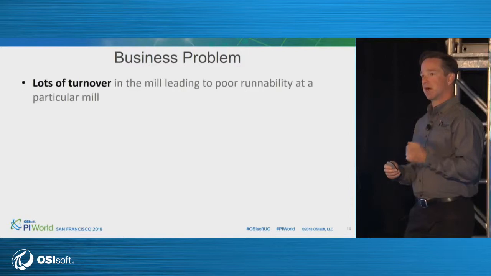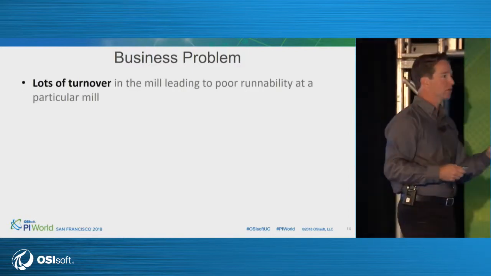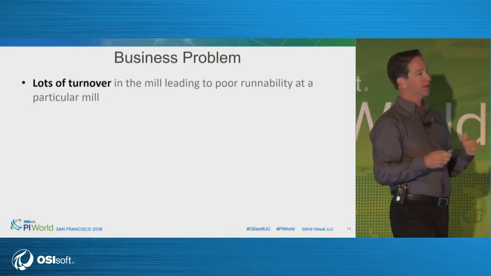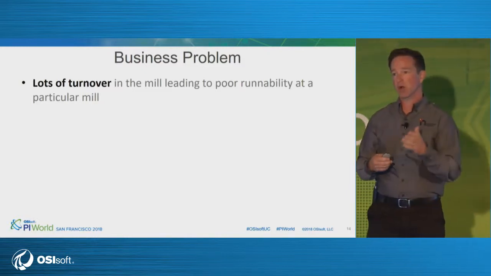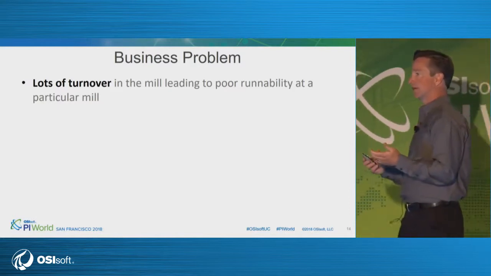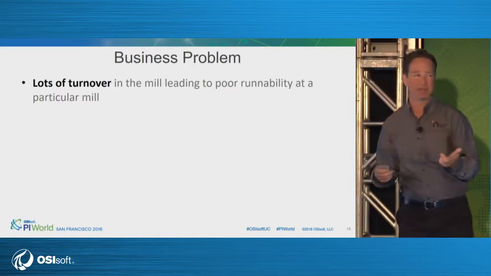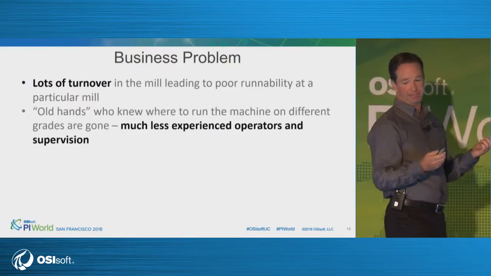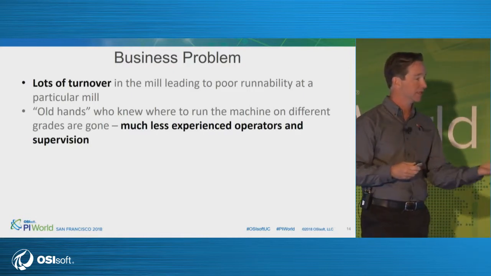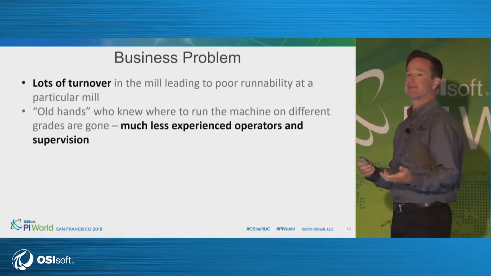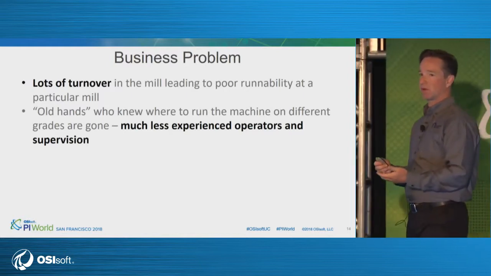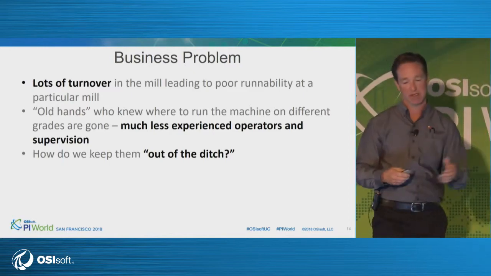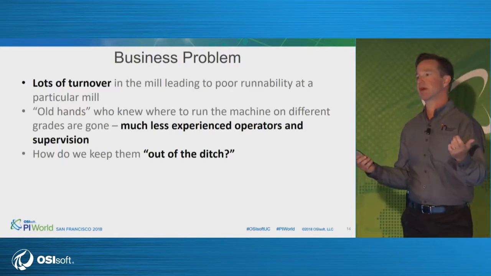So, the business problem, as I talked about earlier, is lots of turnover in this one particular mill that we were working in. They had gone from people that had 25, 30 years of experience working on paper machines, and now all of their operators have 2 years or less experience. Big problem, right? So we've got to help these folks. The old hands knew where to run the machine. Now all of a sudden you have much less experienced operators, and their supervisors may have 5 years of experience. So big problem, and I know everybody has this. We're seeing this across all industries, and paper is, like I said, one of the worst. So how do we keep them out of the ditch?